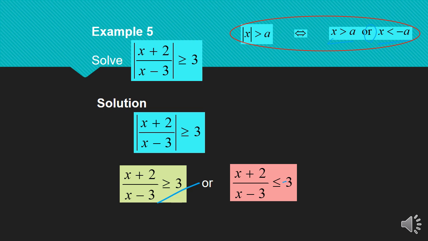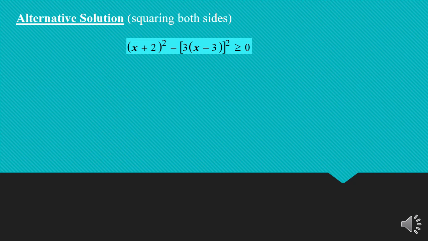But I want to give an alternative working so that you can see which one is easier or which one you can understand more. Okay, what is the alternative solution for example 5? It will be squaring both sides. Can we do squaring both sides? As I said earlier, it's a rational, so we cannot do squaring both sides.